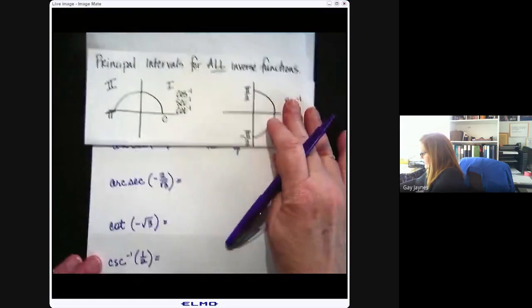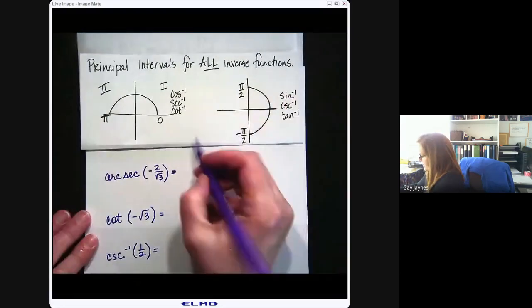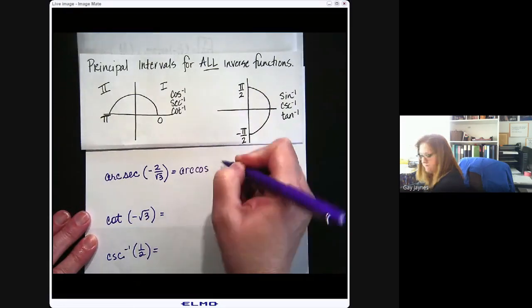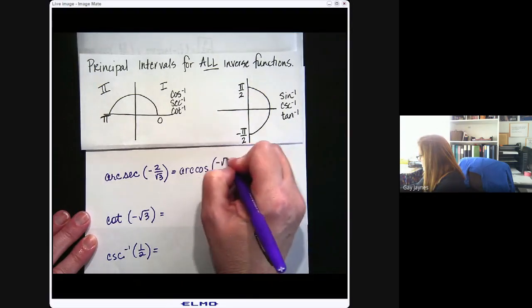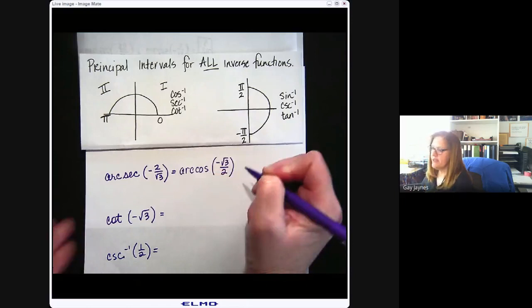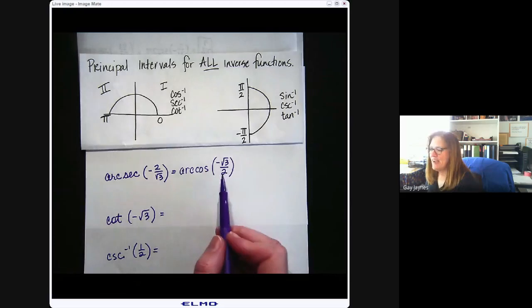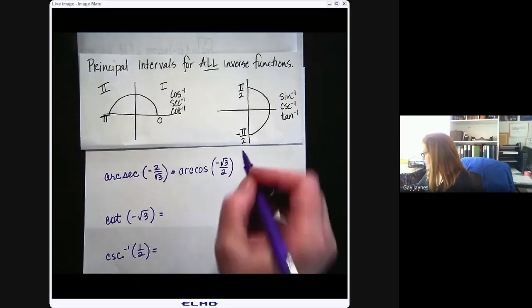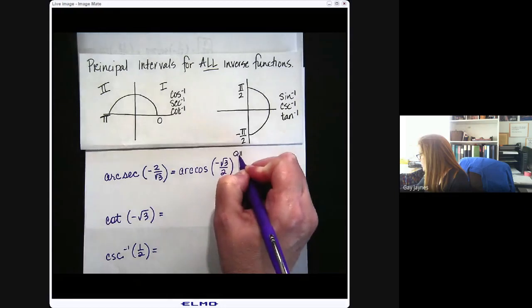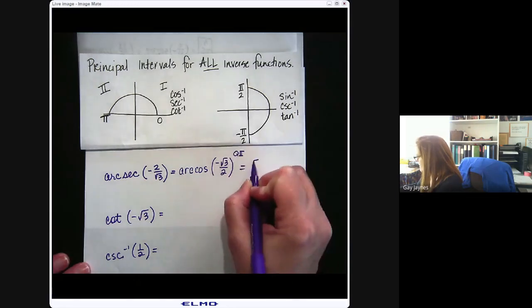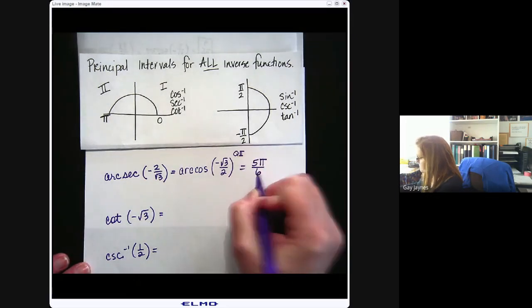Now on this next value, we have arc secant again. So we're going to change that. And you could write arc instead of inverse. So arc cosine. And you're going to flip the value, because when you take the reciprocal, that's just flipping the value. Now, when it's a negative, I have to think about quadrants. And so I'm going to look in quadrant 2, because inverse cosine is only in the 1st and 2nd quadrant. So in quadrant 2, when is cosine negative root 3 over 2? And that happens at 5 pi over 6.